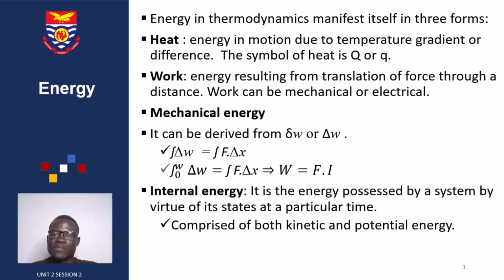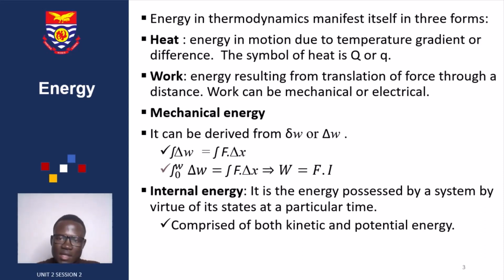Energy in thermodynamics manifests itself in three forms, and in our previous session we spoke about energy. Now, these three forms of energy include heat, work, and internal energy. Heat, in other words, is energy in motion due to a temperature gradient or difference. That is to say that the temperature gradient or difference is a necessity for us to be able to classify it as heat. And various textbooks use different symbols for heat.